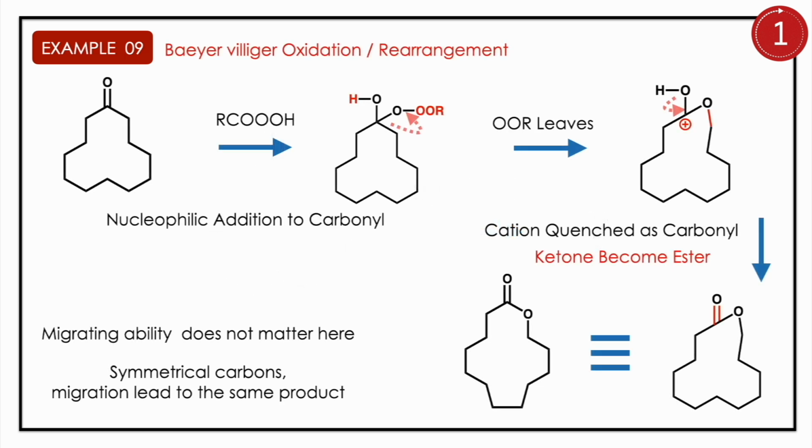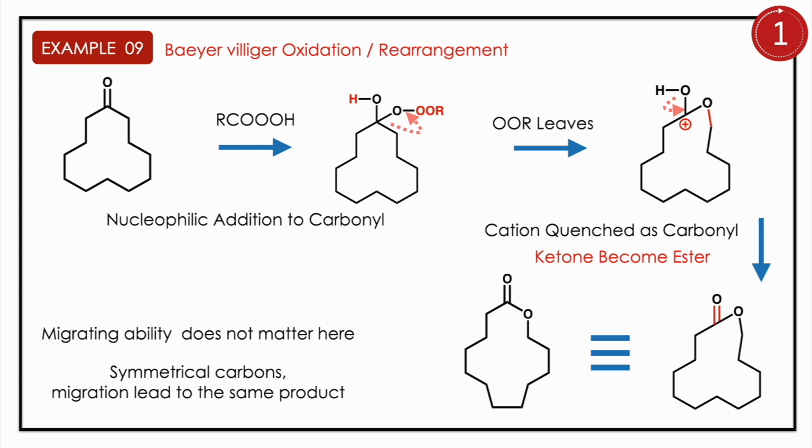Here the compound is big, but our functional group is carbonyl. So same reaction, same mechanism. The first step will be attack of the acid. You have a new C-O bond. Here the carbon with many heteroatoms is unstable, so the carbon migrates and a cation forms. The cation is quenched as the carbonyl because the OH and the cation are nearby. The quenching leads to the carbonyl. You start with a ketone and end up with an ester.